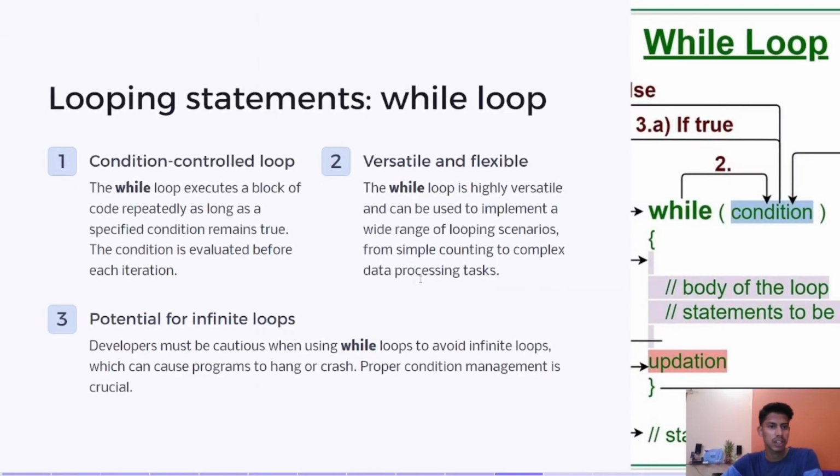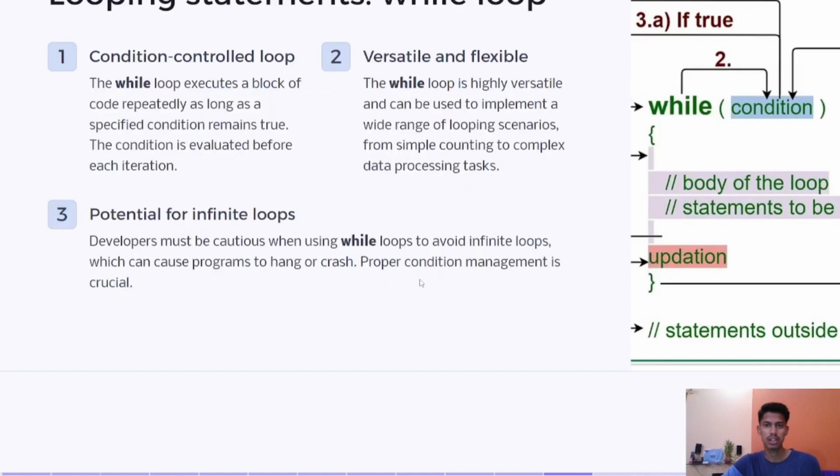And coming to the while loop, it is a condition-controlled loop. The while loop executes a block of code repeatedly as long as the specified condition remains true. The condition is evaluated for each iteration. Here it means that until and unless the condition is true, it will keep on executing. The while loop keeps on looping while the condition is true, that is, it keeps on executing the code. So this is what the while loop means.